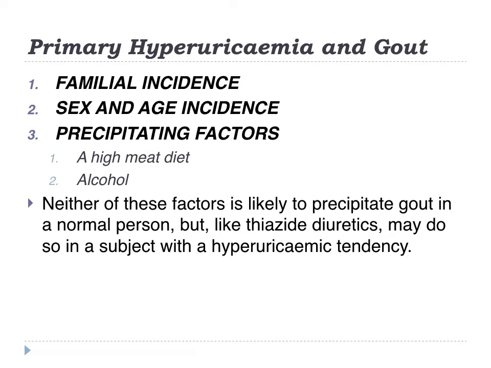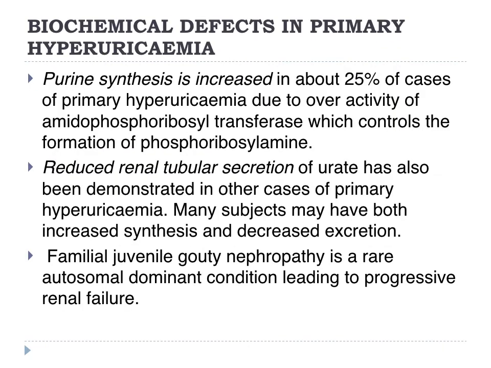We said precipitating factors are either physical, such as cold temperature, low pH, and also diet. Let's focus on two things in the diet: mainly high purine intake, which is high meat intake, and alcohol. Neither of these factors is likely to precipitate gout in a normal person. Keep that in mind.